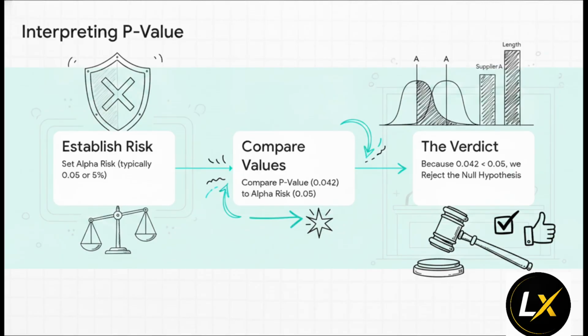First, before we even tested, we set our acceptable alpha risk. Alpha is the probability of a type 1 error. Basically, the risk of saying the suppliers are different when they actually aren't. In the industry, this is almost always set at a strict 5% or 0.05. Next, we compare our p-value of 0.042 against that alpha threshold. And because 0.042 is strictly less than 0.05, boom, we have enough evidence to confidently reject the null hypothesis. We can state with 95% confidence that the defendant is guilty. Supplier A and supplier B are truly mathematically different. It is not just random noise.